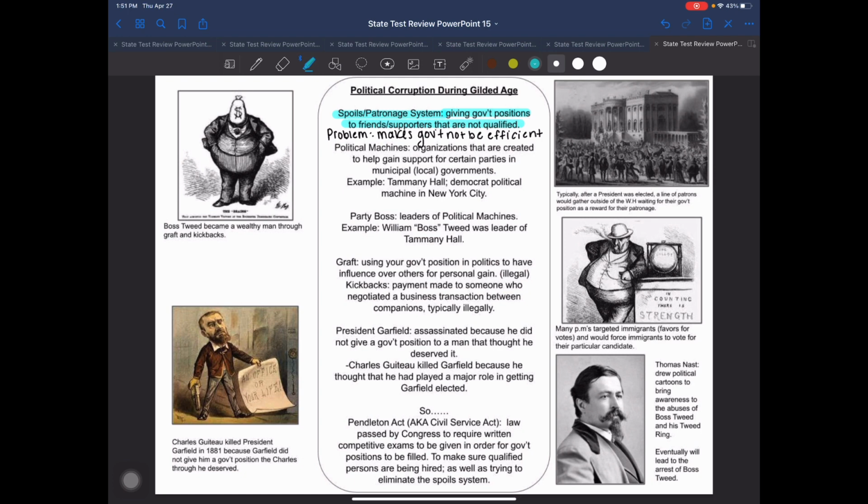One thing that we see more on the local level of government corruption is in a lot of cities, we had political machines that were run by, and I'm going to bring my highlight down here, party bosses. And all a political machine is, let's not make this complicated. A political machine, this is when a group of men back in the day would band together, and their goal was to gain support for certain parties in local governments. Again, let's not make this hard.